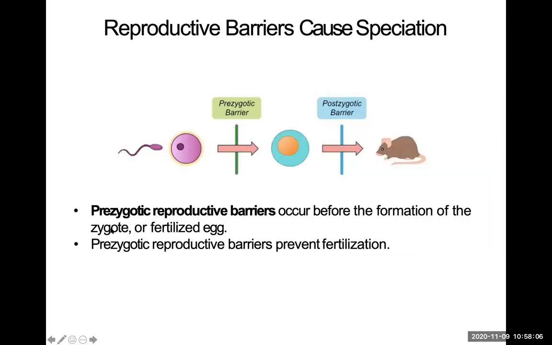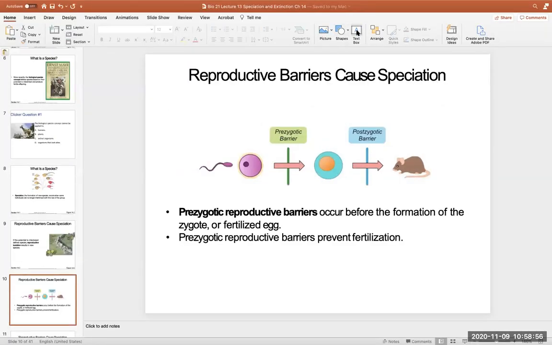Okay, so now we are looking at the types of reproductive barriers that can cause speciation. So we have prezygotic reproductive barriers, and then we have postzygotic barriers. Do you remember what a zygote is? Is that like a sperm or an egg cell? So that's a fertilized egg.